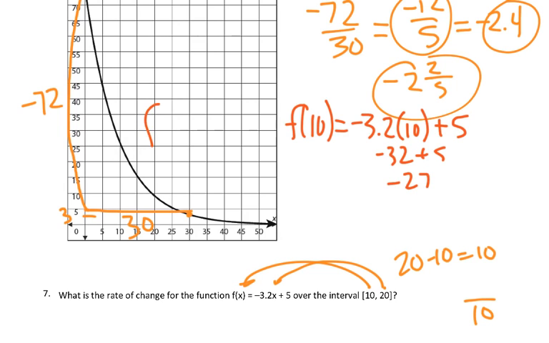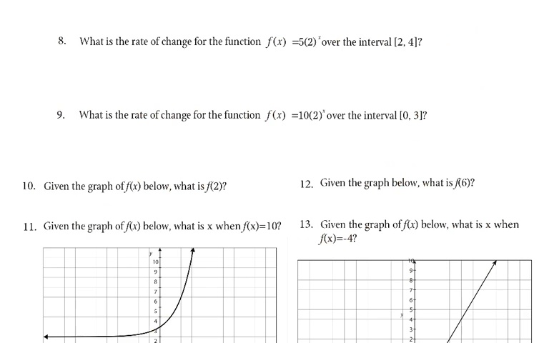Okay, then I do it for 20, so f of 20 would equal negative 3.2 times 20 plus 5. So negative 3.2 times 20 would be negative 64, and plus 5 would give us negative 59. So I'd go negative 59 minus negative 27, and I'd get negative 32, which divided by 10 gives us negative 3.2, which, since it's a linear equation, that's my slope. So I could have done a shortcut, and realizing that, would have been able to do it that way.